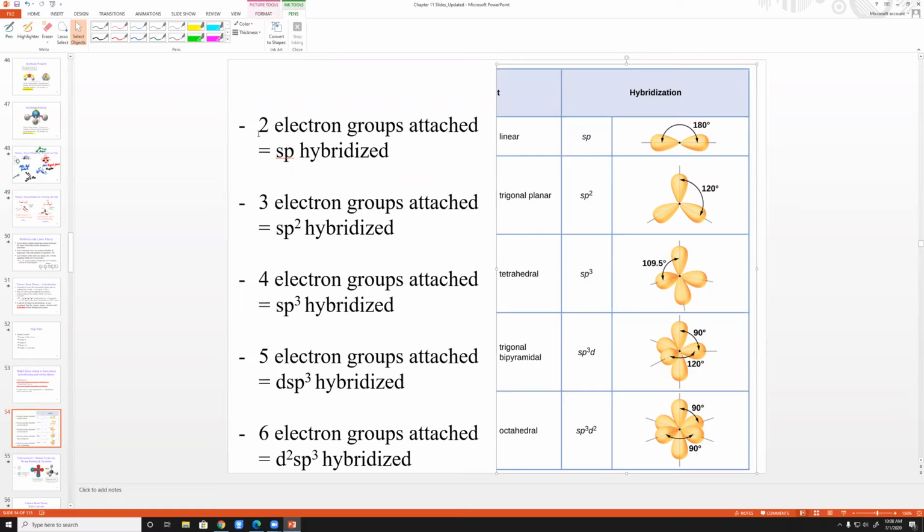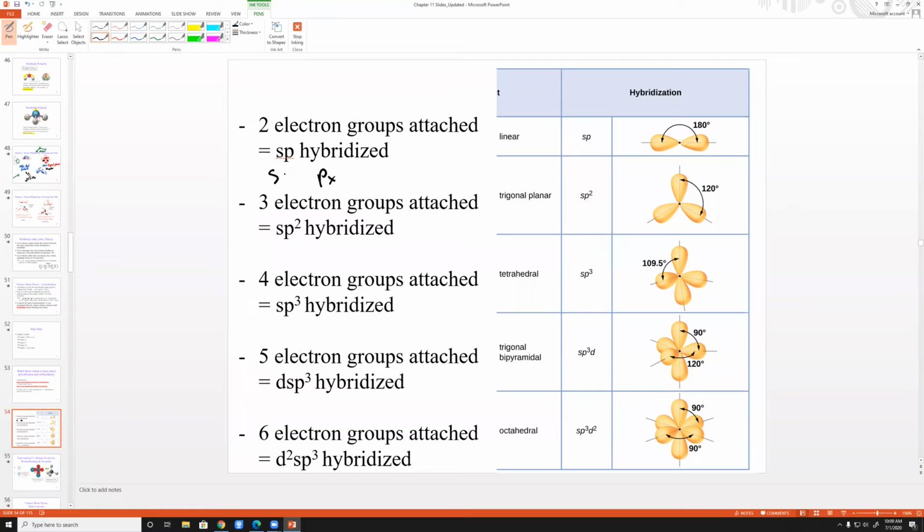If you have 2 electron groups attached to a central atom, we call it sp hybridized. If you have 3 electron groups attached to an atom, it's called sp2 hybridized. If you have 4 electron groups, it's called sp3 hybridized. What that means is the hybridization only occurs between the s orbital and the p subshell. There are 3 p orbitals: px, py, and pz. Maybe you saw that in the slides, but that's not really too important.